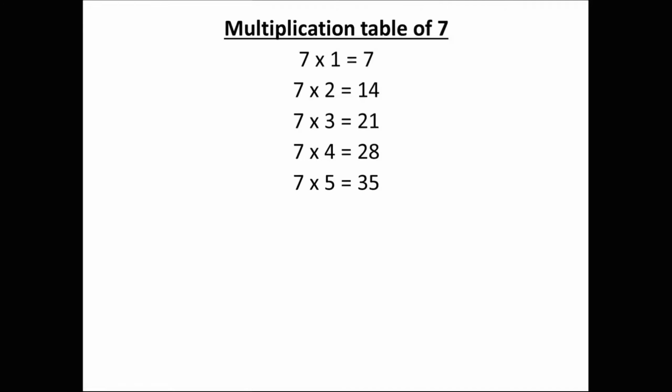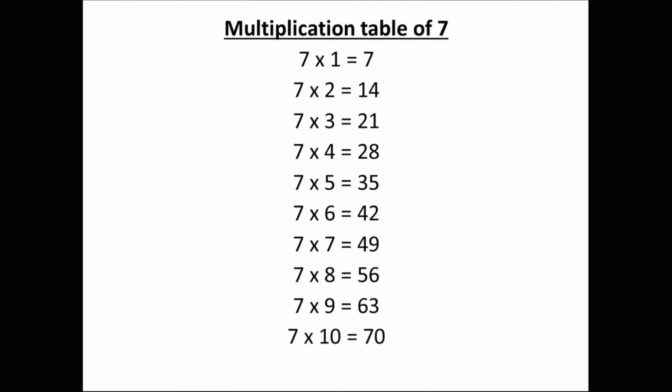Multiplication table of 7. 7 ones are 7. 7 twos are 14. 7 threes are 21. 7 fours are 28. 7 fives are 35. 7 sixes are 42. 7 sevens are 49. 7 eights are 56. 7 nines are 63. 7 tens are 70.